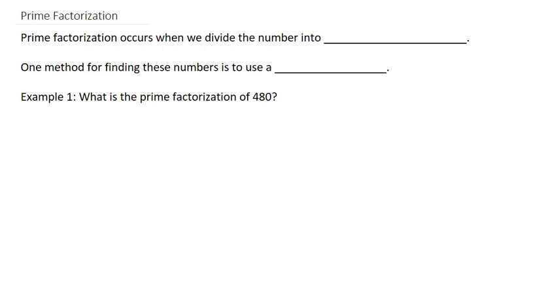Prime factorization. Prime factorization occurs when we divide the numbers into all prime numbers. One method for finding these numbers is to use a factor tree, which we'll use in the first example.